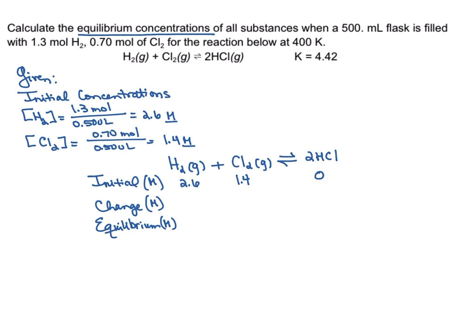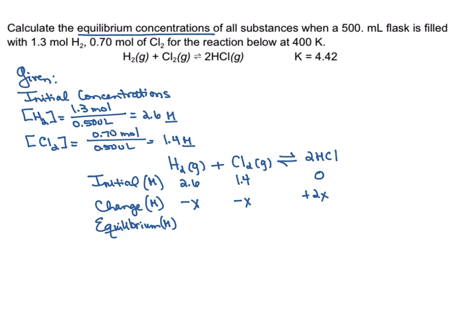Now, the change is going to be plus or minus the coefficient times x. And by convention, we're going to call the reactants the minus side and the products the plus side. So I have a coefficient of 1 in front of the hydrogen, so it's going to be minus x. A coefficient of 1 in front of chlorine, so this is going to be minus x. And I have a coefficient of 2 in front of my HCl, but HCl is a product, so this is going to be plus 2x.